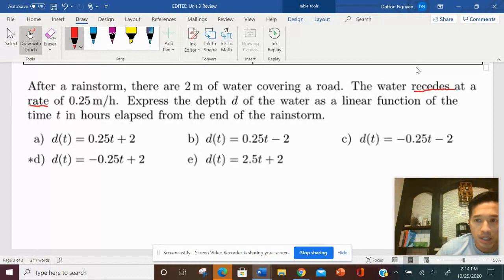Recedes means it's dropping or draining, okay? So you can think of recede as losing. And so when you're losing at a certain rate, this means losing at a rate of 0.25 meters per hour. This is actually negative because you're losing the amount of water. Express the depth d as a linear function of the time t. So it means d depends on t.